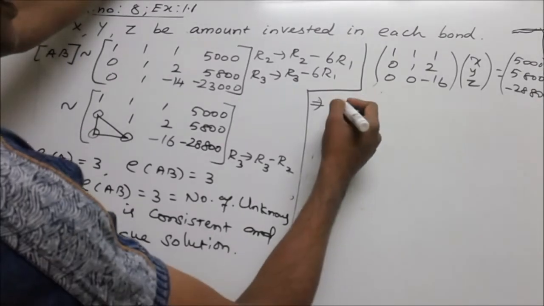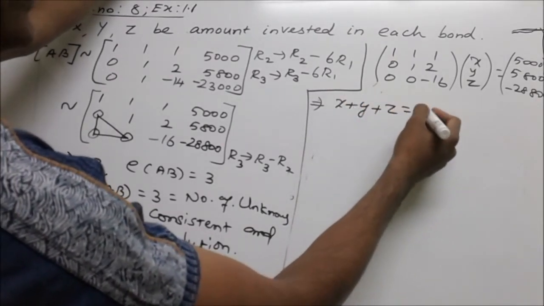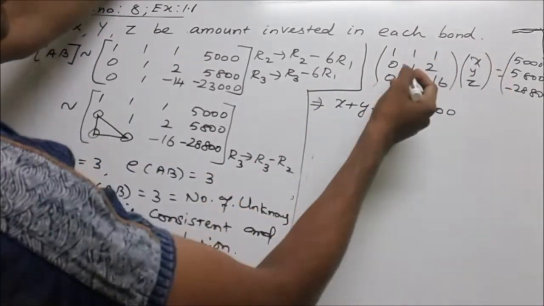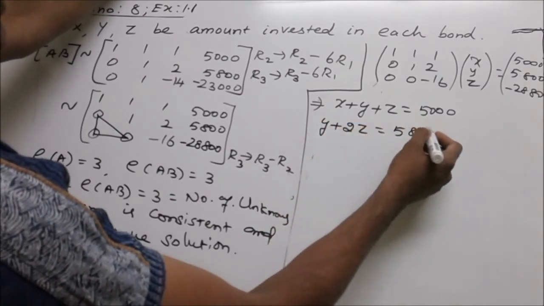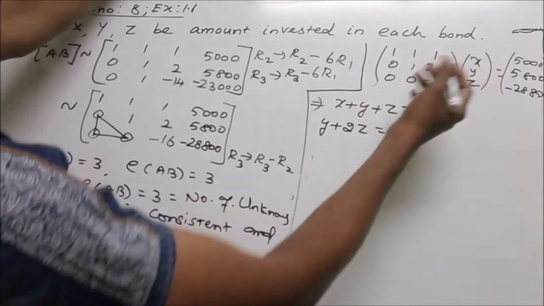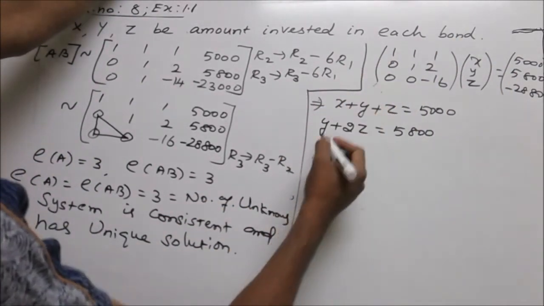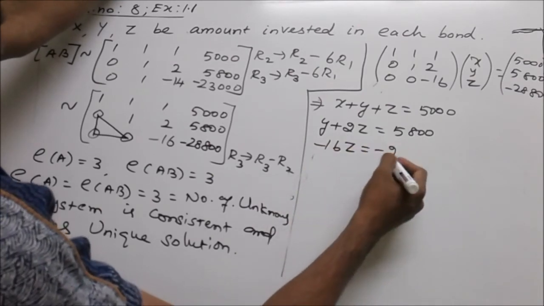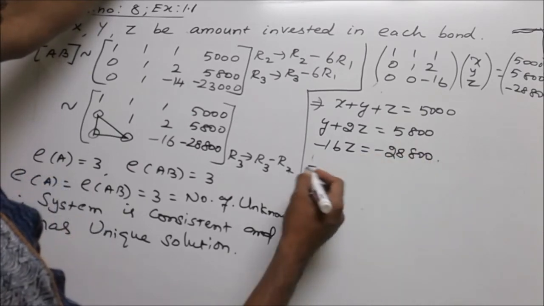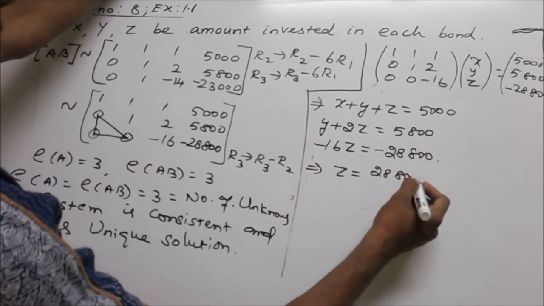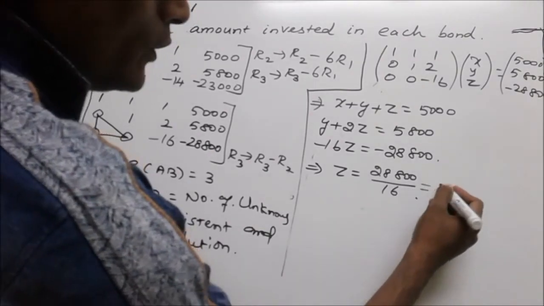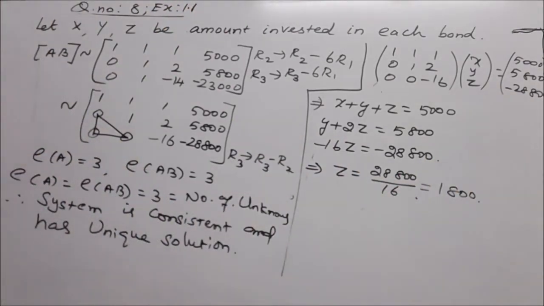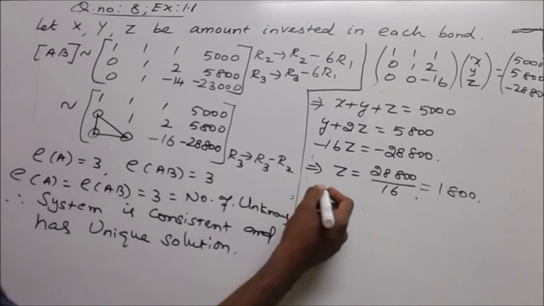The first one is x plus y plus z equal to 5000. The second equation is 0x plus 1y, so 0 omitted, so y plus 2z equal to 5800. The third equation is 0x plus 0y, so both x and y omitted, minus 16z equal to minus 28,800, which implies z equal to 28,800 divided by 16, which is equal to 1800. Divide with your calculator, which will be equal to 1800. Now z equals 1800.